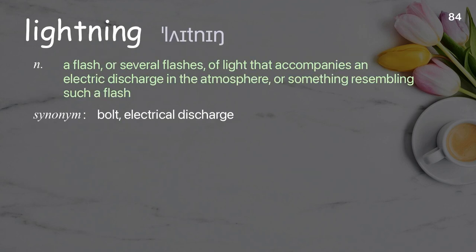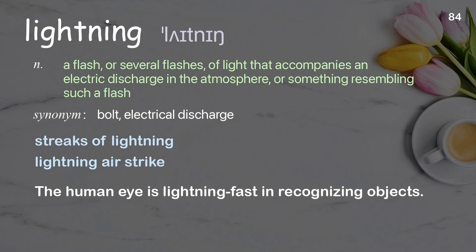Lightning. A flash, or several flashes, of light that accompanies an electric discharge in the atmosphere, or something resembling such a flash. Examples: streaks of lightning, lightning airstrike. The human eye is lightning fast in recognizing objects.